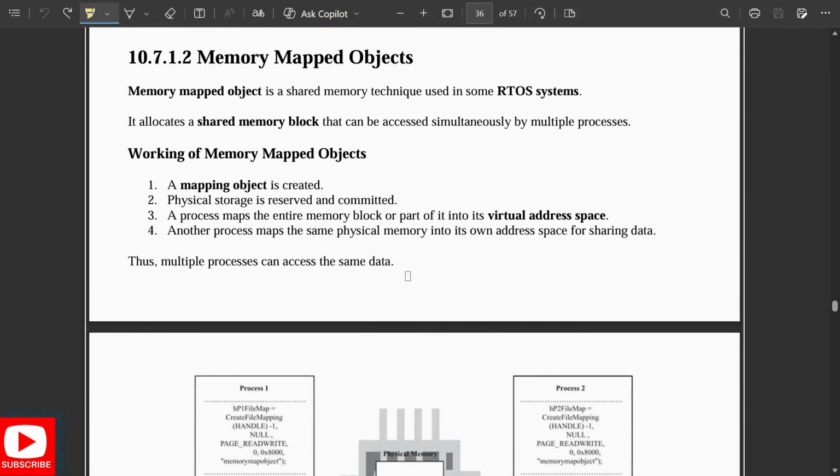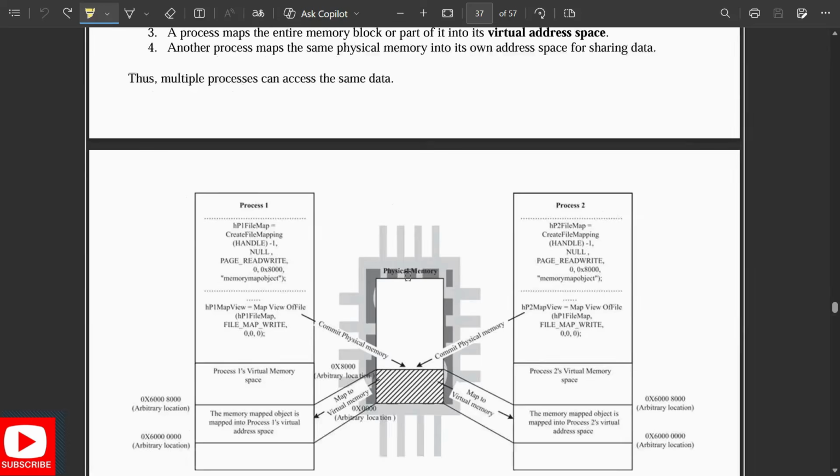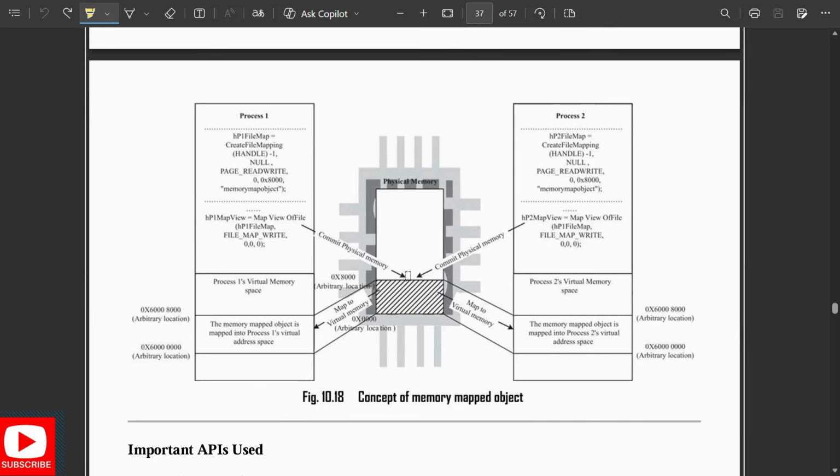Next is memory mapped objects. It is a shared memory technique used in RTOS systems. It allocates a shared memory block that can be accessed simultaneously by multiple processes. In the working, a mapping object is created, physical storage is reserved and committed, and a process maps the entire memory block or part of it into a virtual address space. Another process maps the same physical memory into its own address space for sharing the data. Thus multiple processes can access the same data. This is the concept of a memory mapped object.